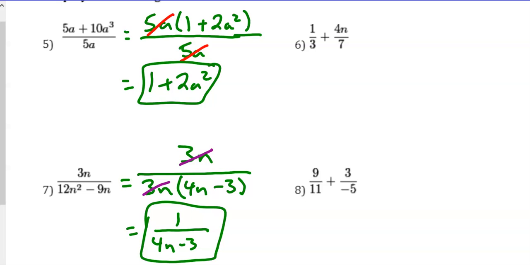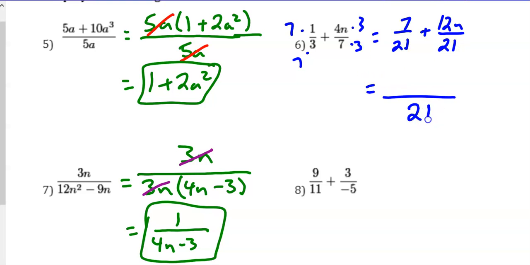Okay, so hopefully you see some similarities here looking at 6 and 8. We want to add them. Okay. Let's talk about 6. So we need like denominators. 3 and 7 both go into 21. So I'm going to multiply top and bottom by 7 there. Get 7 over 21. Again, I need 21 in the denominator. So 7 times 3 is 21. So I get 12n over 21. So my denominator is now 21. If I add the numerators, not like terms. So it's going to be a polynomial in the numerator. So 7 plus 12n.